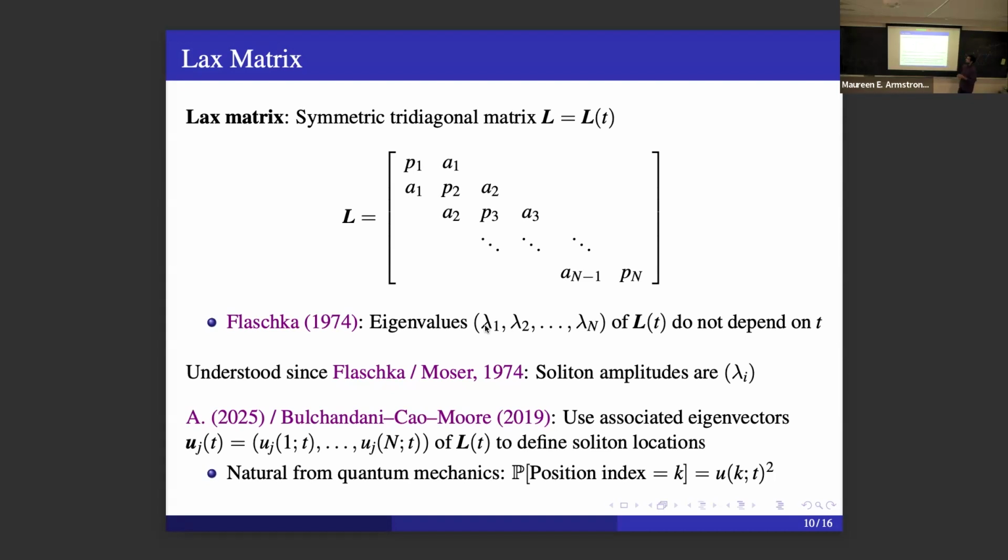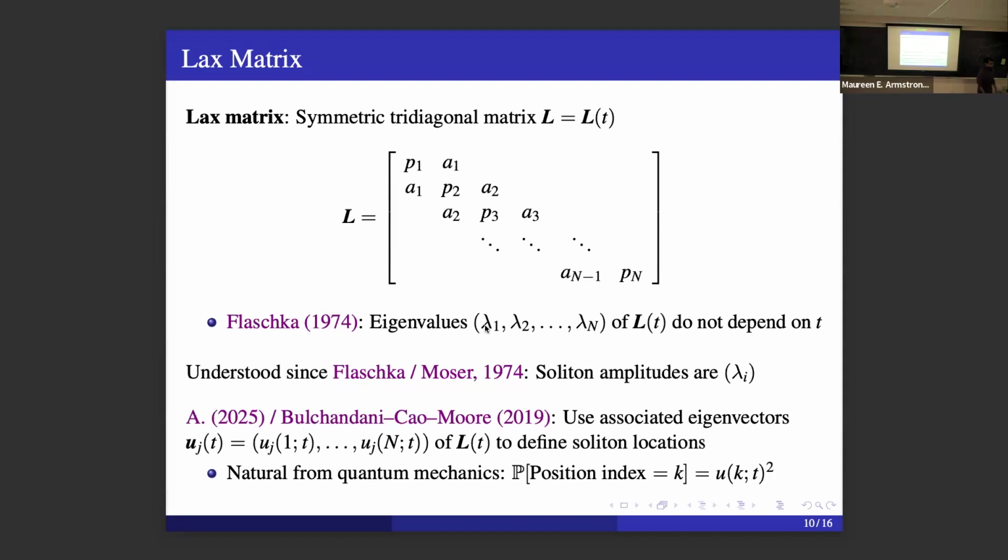Now using these eigenvalues, the first step of this whole program was to define the soliton data, right? The amplitudes, the velocities, these lambda i's and the q j's. So it's been understood for a fairly long time that whatever reasonable definition you might think of for the lambdas, for the amplitudes, it had better be these eigenvalues. So by definition, just set the lambda i's to be the soliton amplitudes, the soliton velocities. Okay, so you can think of that as a definition. And physicists and mathematicians understood this for a very long time. Less obvious, as I said before, are the locations.